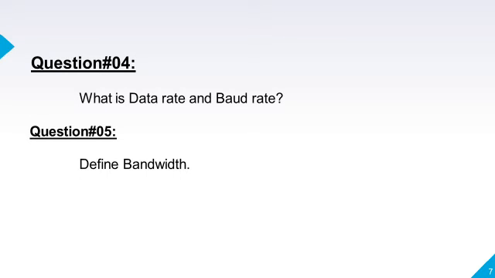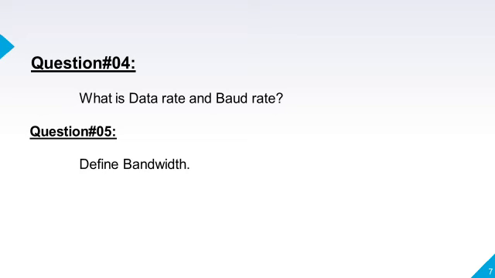Our next short question is, what is data rate and baud rate? Data rate is the speed with which data can be transmitted from one device to another, and it is measured in kilobits per second or megabits per second. The kilobits per second can be shown by kbps and megabits per second by mbps. Now, what is baud rate?